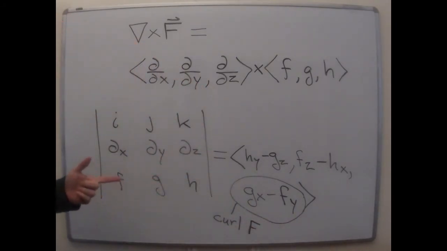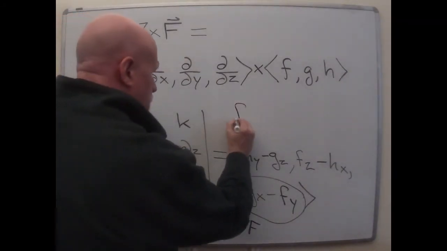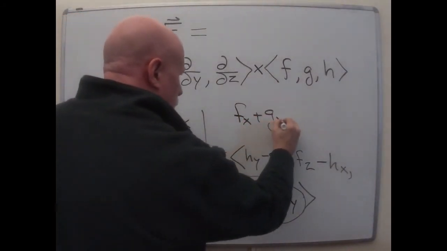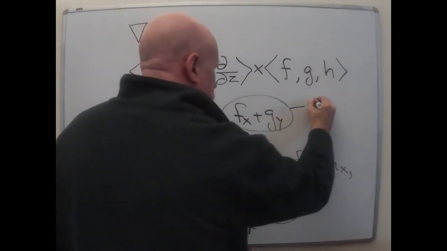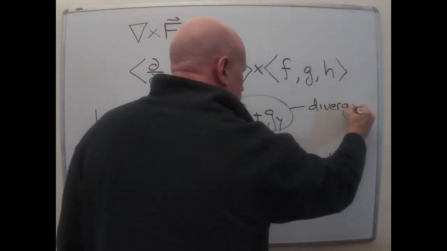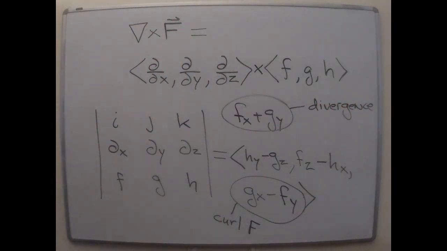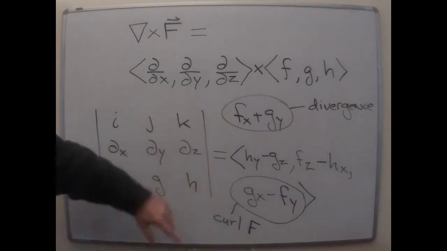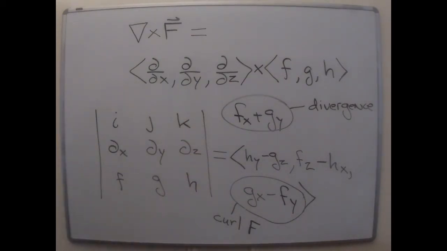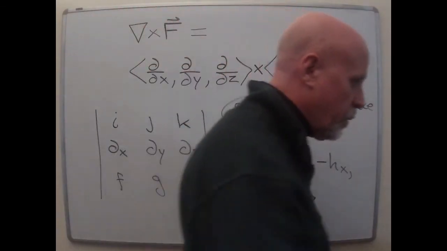And the other one, which is no longer on the board, but it was f sub x plus g sub y, that one is known as the divergence of F. So curl and divergence are big topics. These are just the two-dimensional versions of them, but they're understandable and make sense in 3D. And really, they're in a sense the components of the total form of differentiating a vector field. But that's a little beyond the scope of what we're doing in this course.